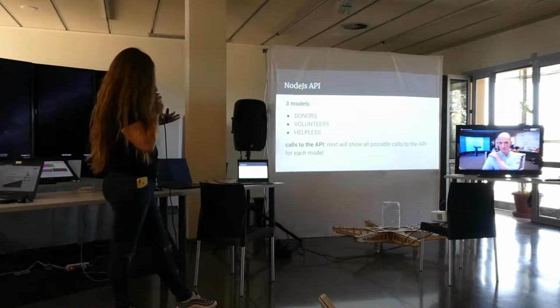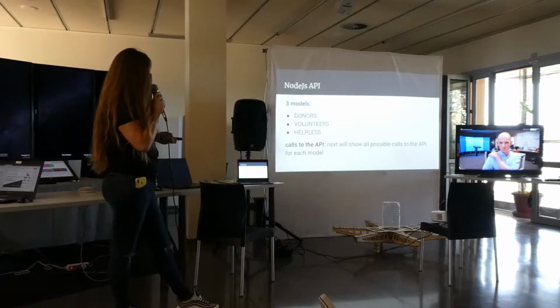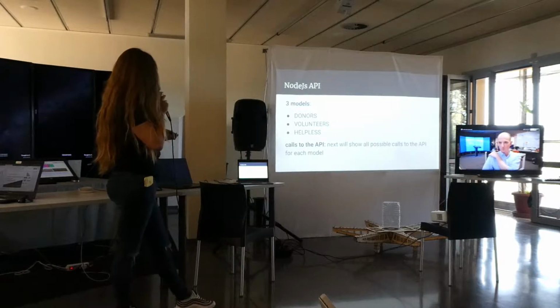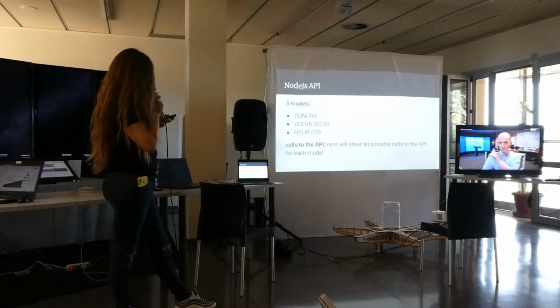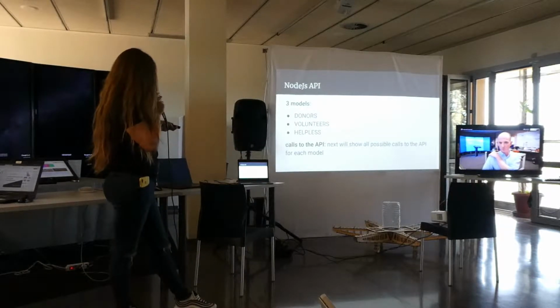And you can see the donors and the volunteers for each city. I have three cities. I have Lleida, Barcelona, and New York, just for the demo. And like models, I have donors, volunteers, and helpers. And now I will show you the calls to the API.